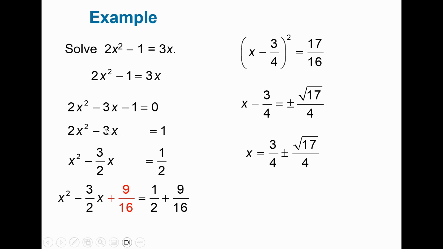Let me go back up here and explain what happened. He had a coefficient of 2, and in the process I need to get rid of this 2 by dividing everything by 2. Now my middle term here is negative 3 halves. Half of negative 3 halves is negative 3 fourths. Squaring negative 3 fourths gives me 9 sixteenths. That's what happened here. He cleared out the 2; he had to have this coefficient as 1.